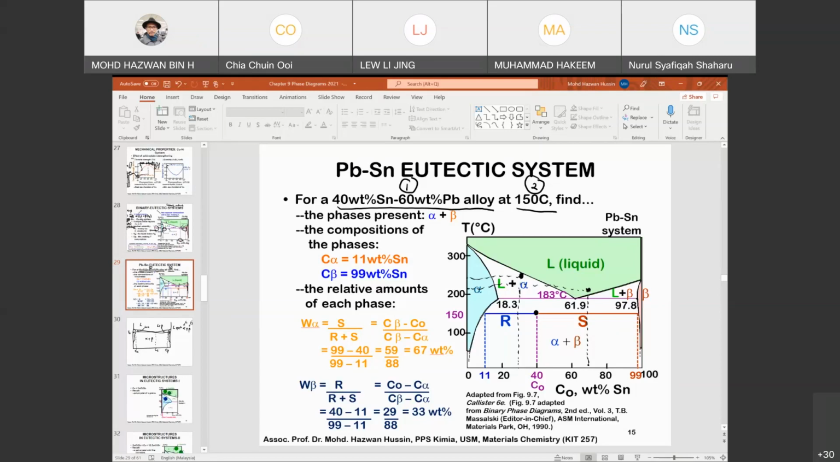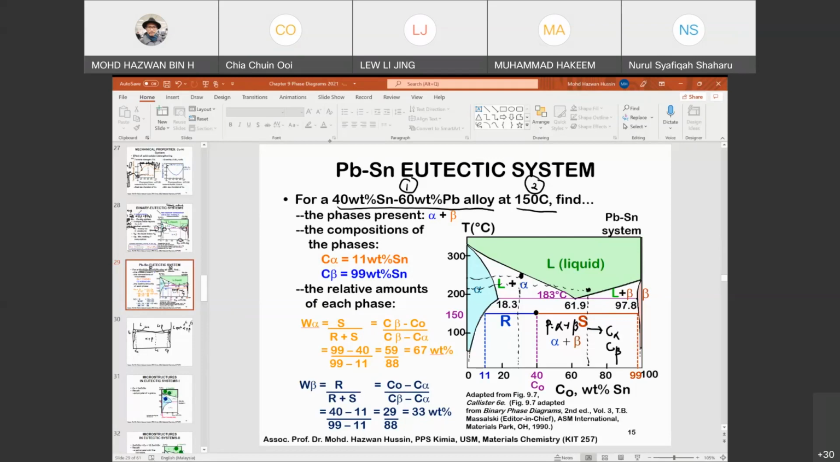Good. I think everyone now is able to identify the phases. Next, the question asks, what will be the composition of each phase? Since the question now is 40% at 150, you know that the phase is alpha plus beta. Remember, when you have a mixture of phases, you need to report the composition for both. Meaning that over here, you should report the composition of alpha and the composition of beta.